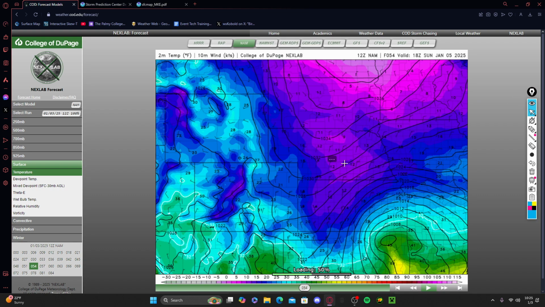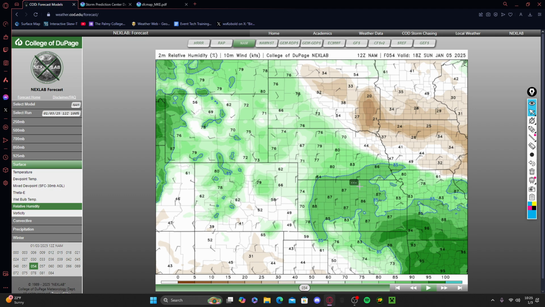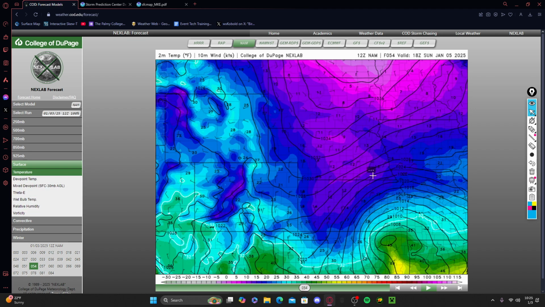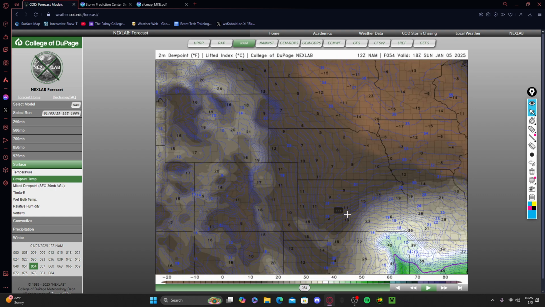I'll zoom in here. Here's Kansas and Nebraska. If you look at relative humidity, you would think it's very moist here. And that is true, and most likely it would be snowing there. But temperatures are very low, and dew points are also very low. So that's the reason why the relative humidity is higher.